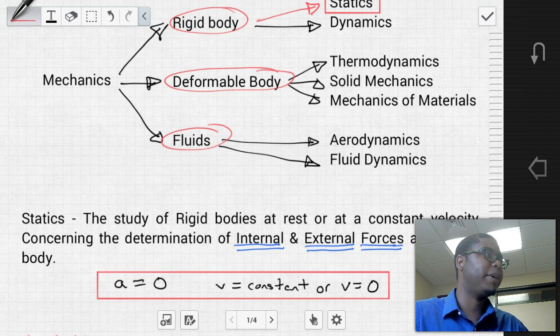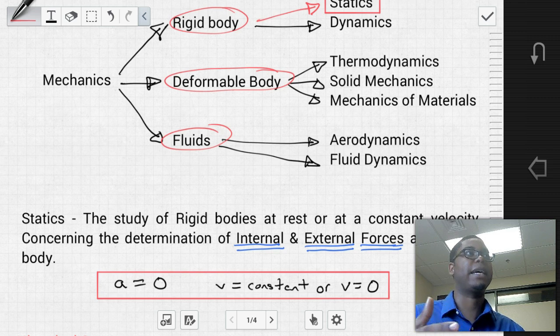Statics is the study of rigid bodies at rest or at a constant velocity. It concerns the determination of the internal and external forces acting on a body. So when we think about statics, we're thinking about bodies with zero acceleration, that either have a constant velocity or have no velocity. We can think of things that are relatively insensitive to time in normal use. So a house is a static structure, or a bridge. You can consider them static structures, even though there are dynamic things that happen to them.